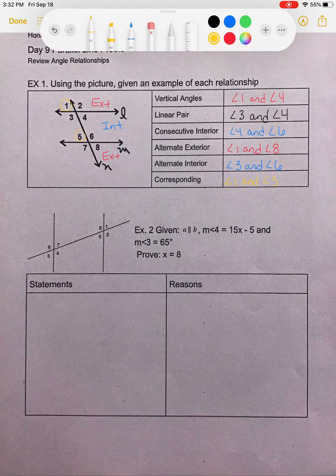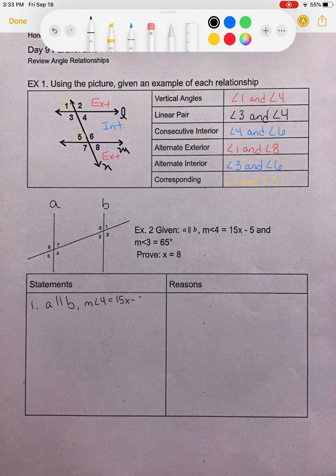Okay, so let's now go down here, and we're going to go to a proof. On this proof, we always start off all proofs with our givens. So I'm going to write number 1. First off, in the picture, we're going to add an A and a B to this picture because it says given. Oops, don't write the word given there. That's what it says. We're going to say number 1, A is parallel to B. Those are those lines. And the measure of angle 4 is equal to 15x minus 5. And the measure of angle 3 equals 65 degrees.